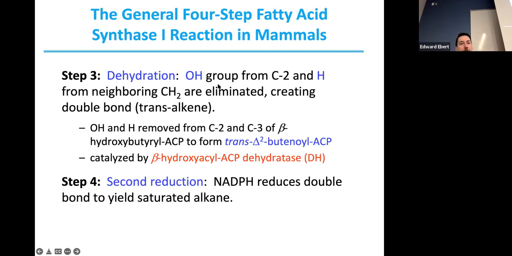Our third step, we're going to dehydrate it. All right, I'm going to stick it in a dehydrator and make some jerky, lipid jerky. Oh, that sounds terrible. But yeah, so we're going to make that double bond in there. This will be a trans alkene.